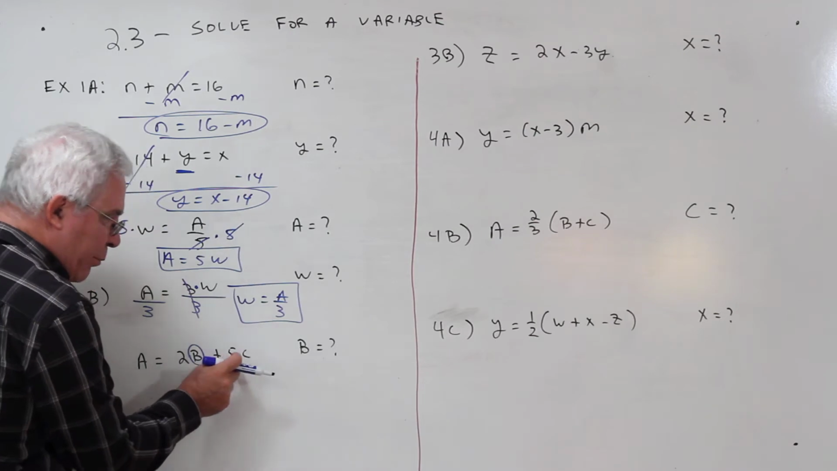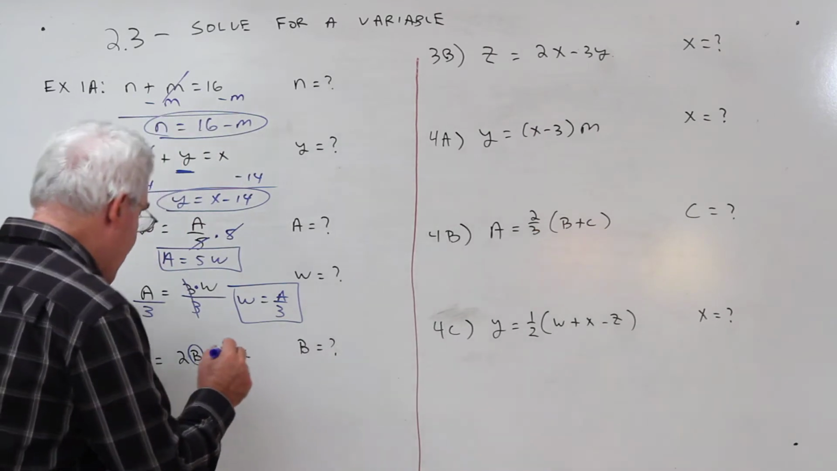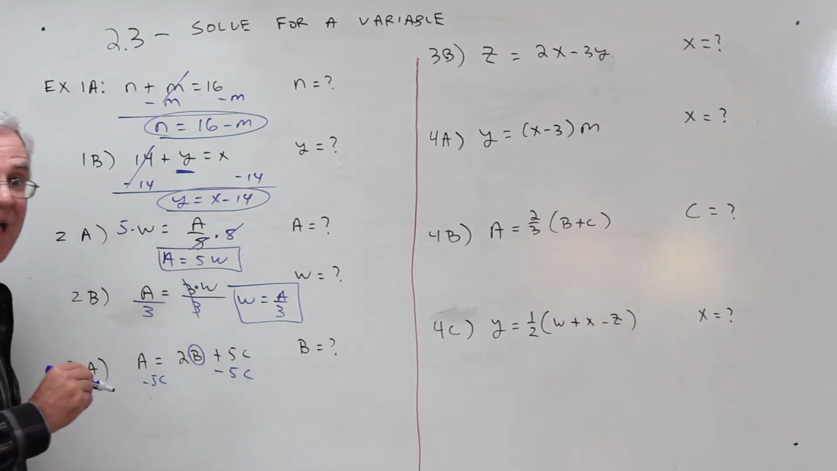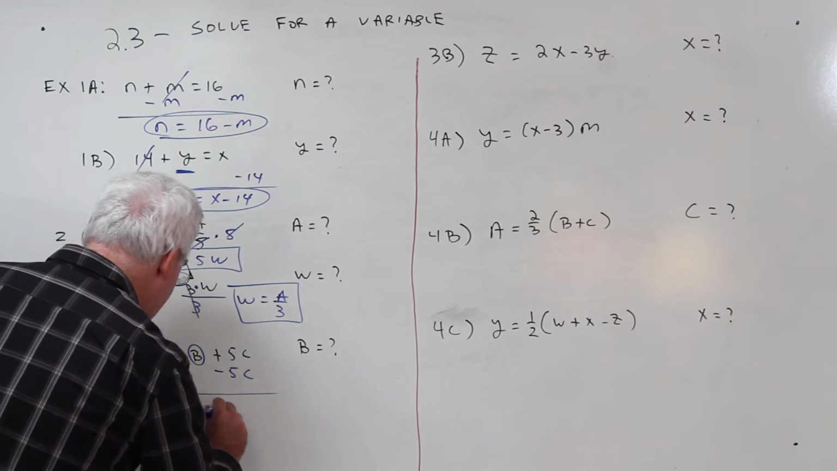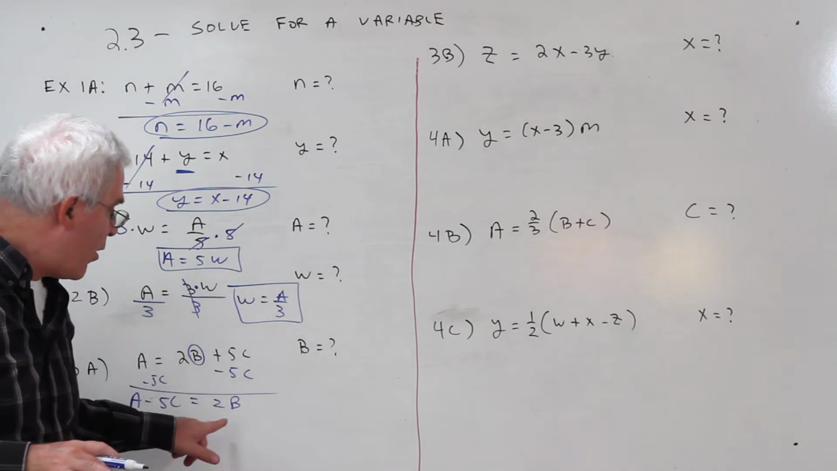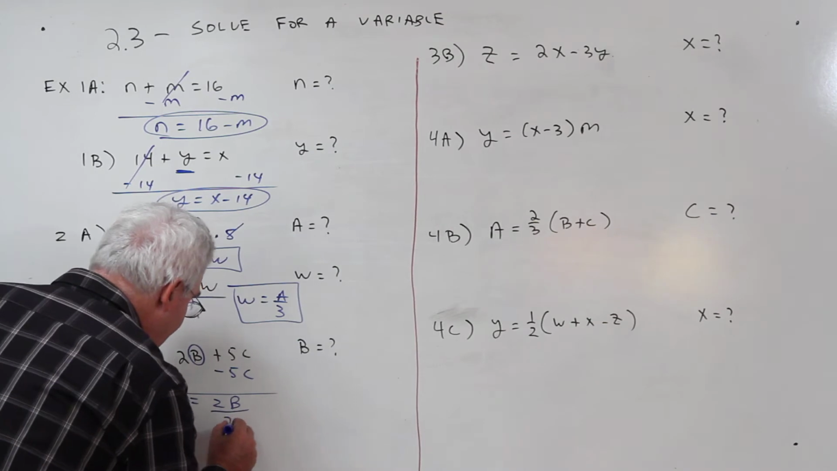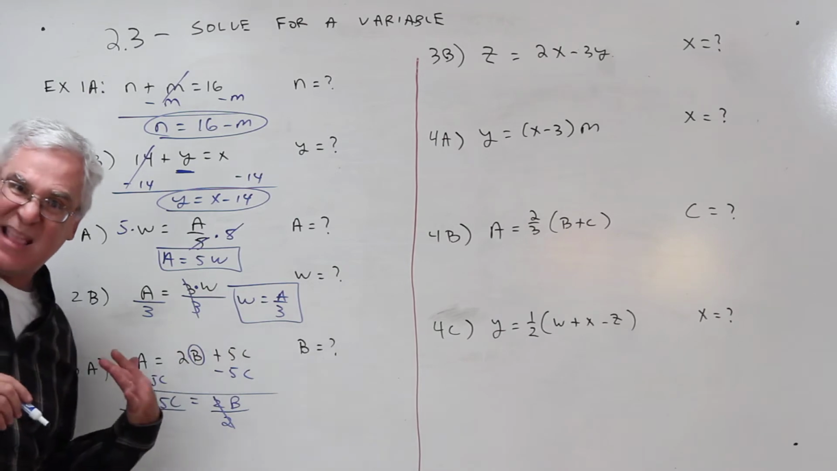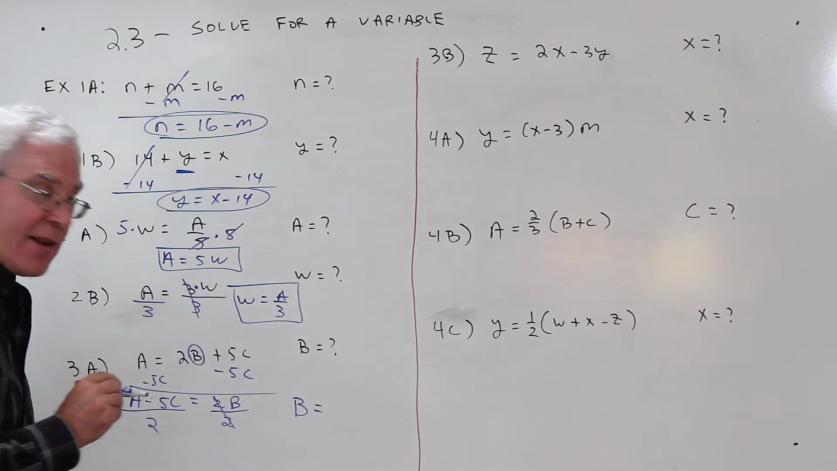So I don't like this plus 5c. What undoes plus 5c? Subtract 5c. So I will subtract 5c from the right side, and I will subtract 5c from the left side. So I now have a minus 5c equals 2b. Now take care of that coefficient. What undoes multiplying by 2? Dividing by 2. So divide this side by 2, and divide that side by 2. I'm just going to rewrite it with the b on the left-hand side. So b equals a minus 5c over 2.